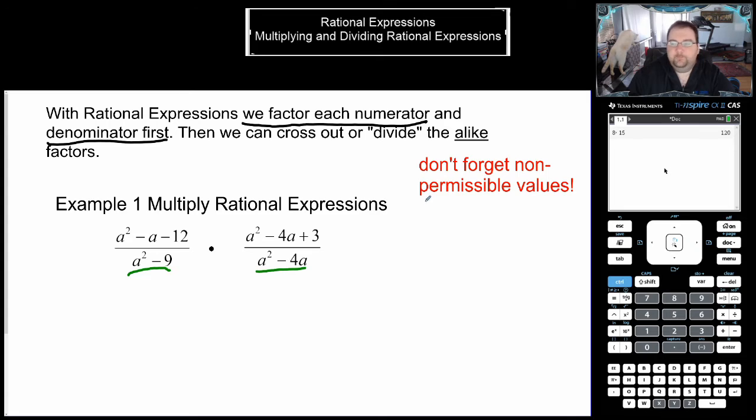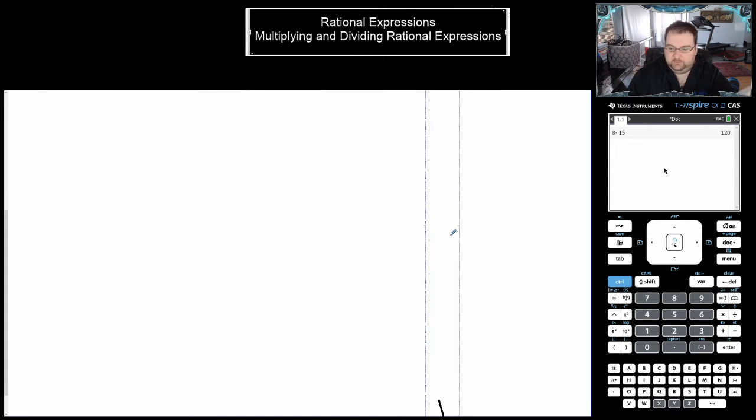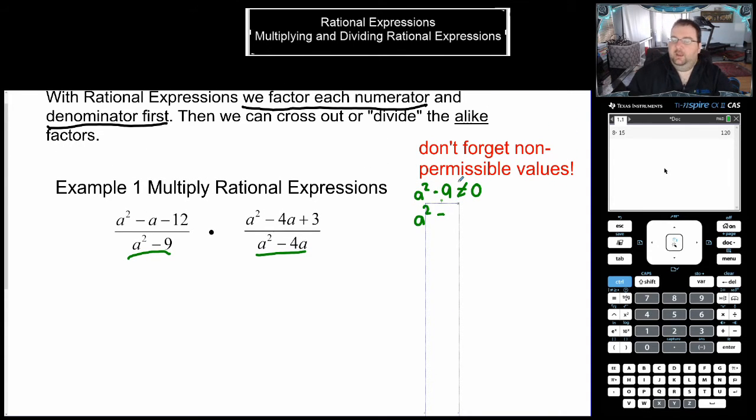So where are the non-permissibles going to come from? Here and here, right? So we have a squared minus 9 cannot equal 0, which means a squared cannot equal, okay, sorry, my cat is walking all over the computer. A squared cannot equal 9. Which means a cannot equal plus or minus the square root of 9. So a cannot equal plus or minus 3. So there's my first non-permissible value.